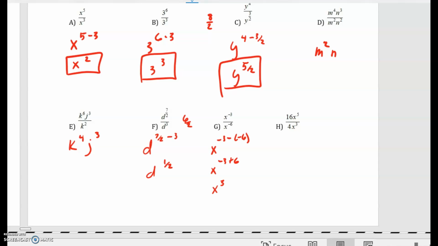All right, last one. Now, look at these coefficients. Remember, with coefficients, you perform the operation that's specified. Well, this is division, right? So we need to divide the coefficients. What's 16 divided by 4? 4. And then now let's perform the rule that we've learned. X to the 5th divided by x to the 3rd subtracts the exponents, and we get x squared.